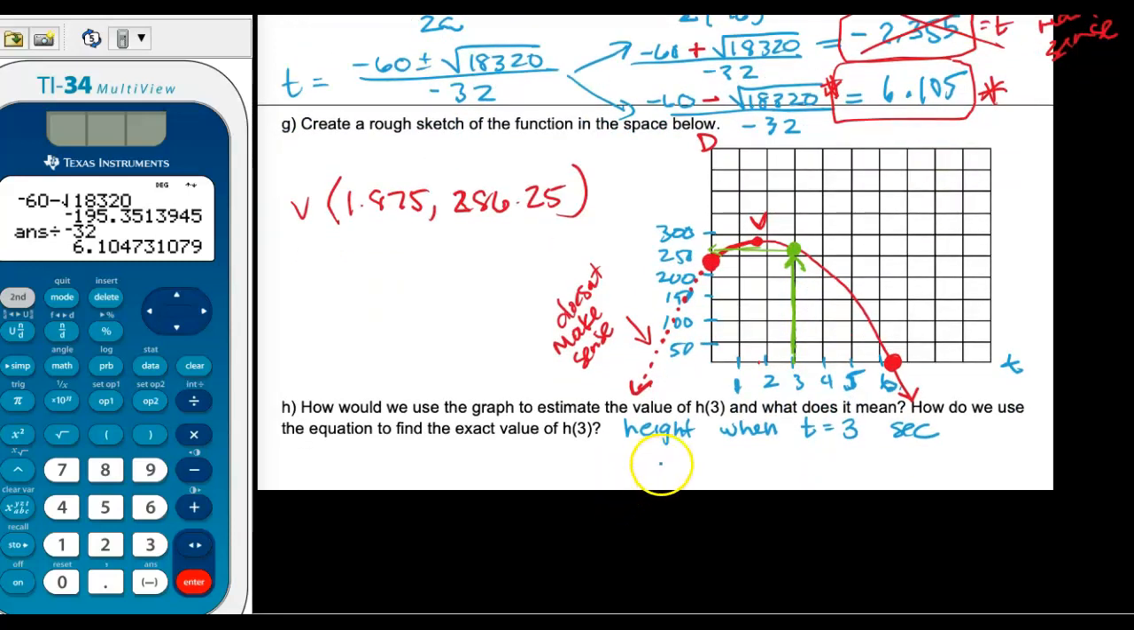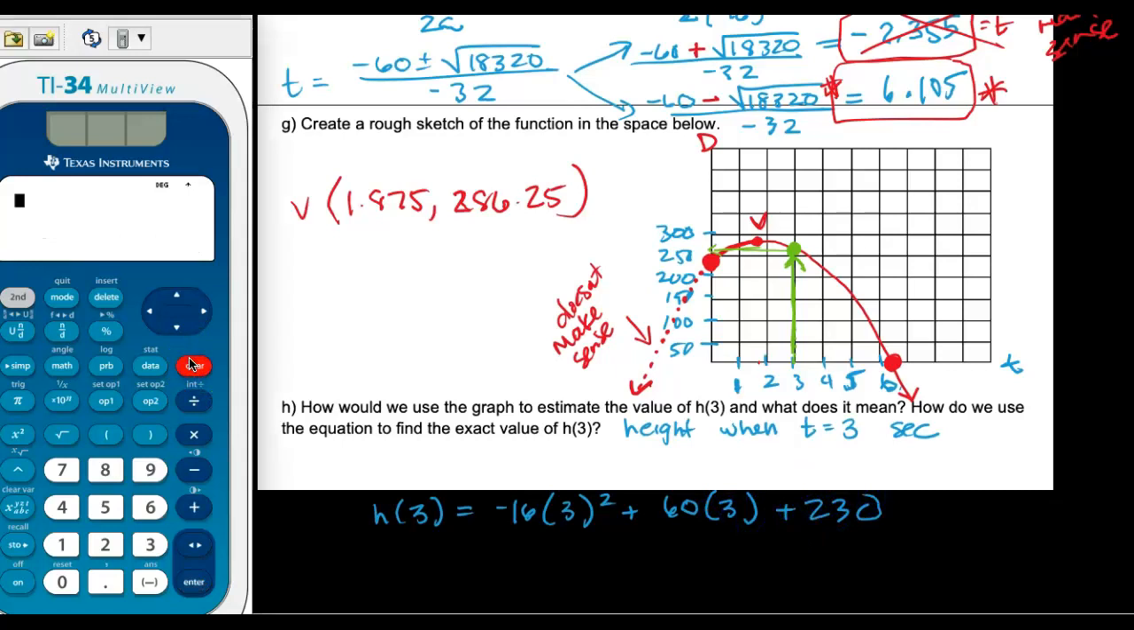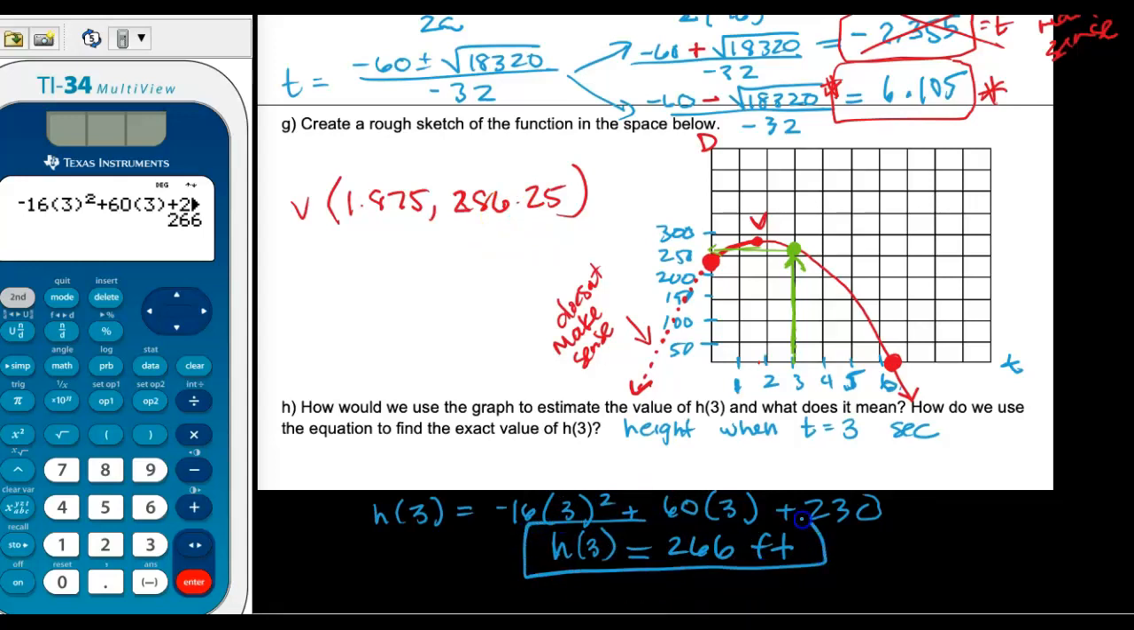So if we use the equation, we could plug 3 into the equation. So we could find h of 3 by doing negative 16 times 3 squared plus 60 times 3 plus 230. And I could just throw that all in my calculator. And so I get a height, h of 3 equals 266. So it means after 3 seconds, the ball was 266 feet in the air. And if you look at our graph, that was our estimation. I said, yeah, it's above 250, but it's not as high as 286.25. So 266, there's our exact answer.